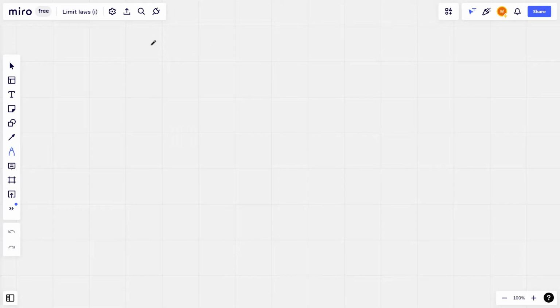The laws we're going to go through in this video: if we have the limit as x goes to a of f of x equal to l, then we also have that the limit as x goes to a of k times f of x is equal to kl. This is one law that we're going to prove in this video.